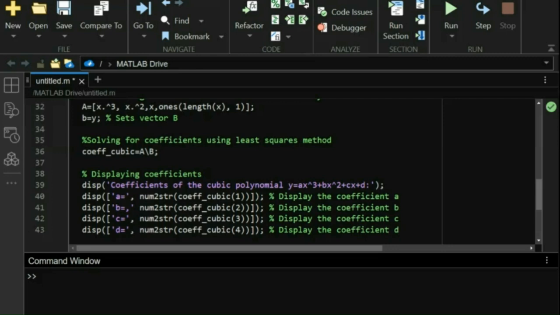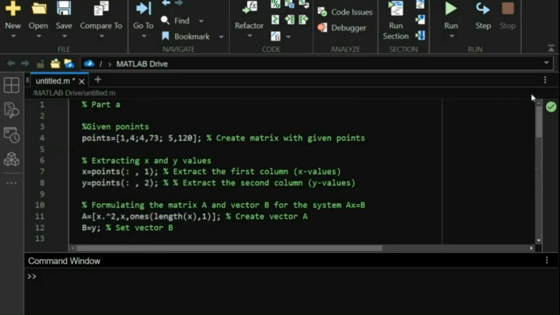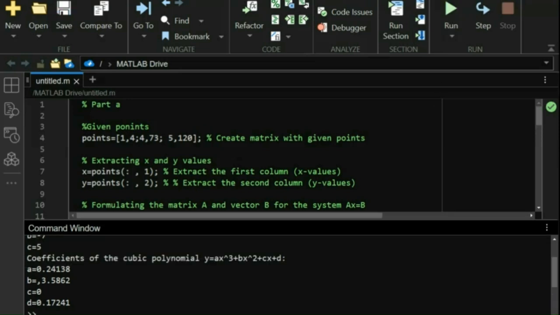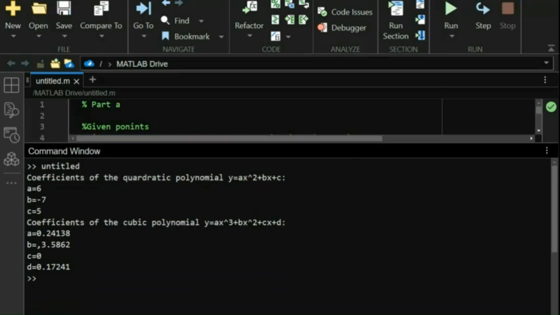And there you have it. And that wraps up our exploration of curve fitting and regression. We've just seen how to fit both quadratic and cubic polynomials to a set of data points, and how to determine the exact equations that best represent those points.